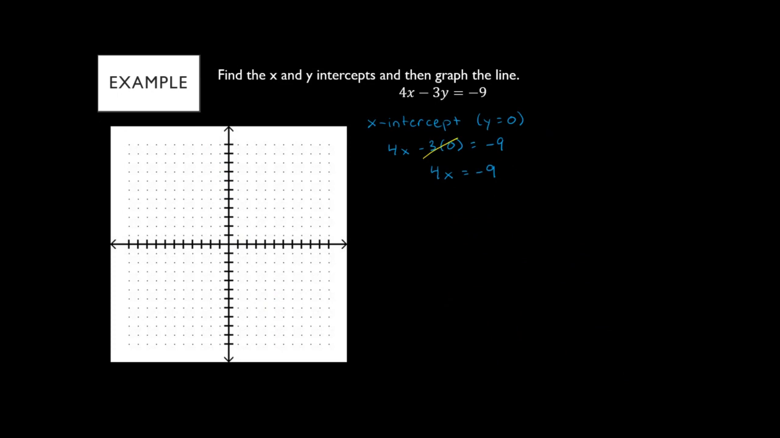And then I'm going to divide both sides by 4. And I get a fraction, -9/4, which as our ordered pair, it's going to be (-9/4, 0) for our x-intercept. Now for graphing purposes, it's a lot easier to make that a decimal. So -9/4 is the same as -2.25. So I'm just going to make a little note of that because it will make my life easier when I'm trying to graph. But my answer for the x-intercept is in fraction form.